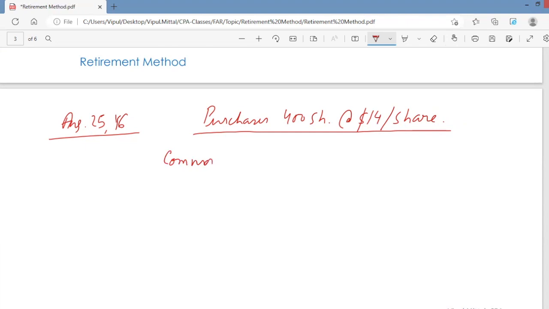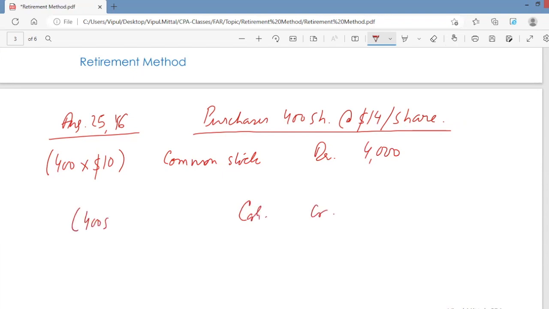Common stock, debit, 400 shares, $10. It is $4,000. And how much cash is paid? 400 shares and $14 per share. 5,600 is paid. There is a loss of $1,600. $1,600 is paid more. What are you going to do?